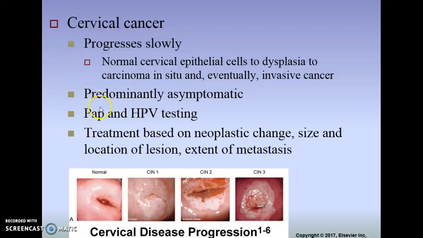Alright, the reason it's good to have those pap smears is because cervical cancer is predominantly asymptomatic. Test for HPV, and if you come back positive for HPV, then you're going to be in a high-risk category, and definitely probably have those pap smears yearly. And treatment is based on really the extent of the lesion, right? Whether or not it actually became cancerous, whether or not there's any evidence of metastases.